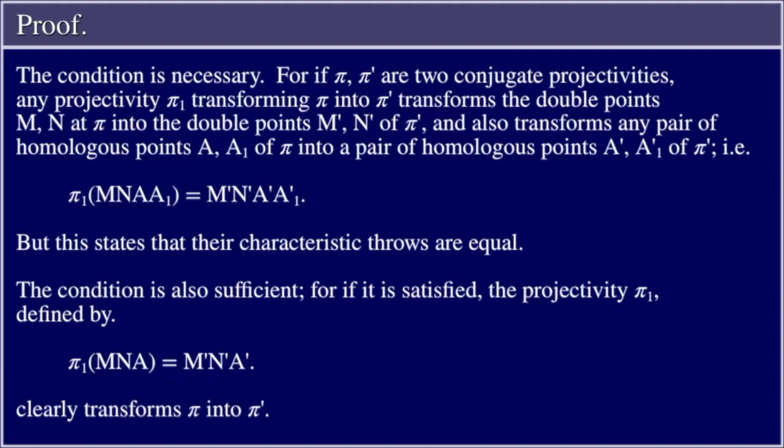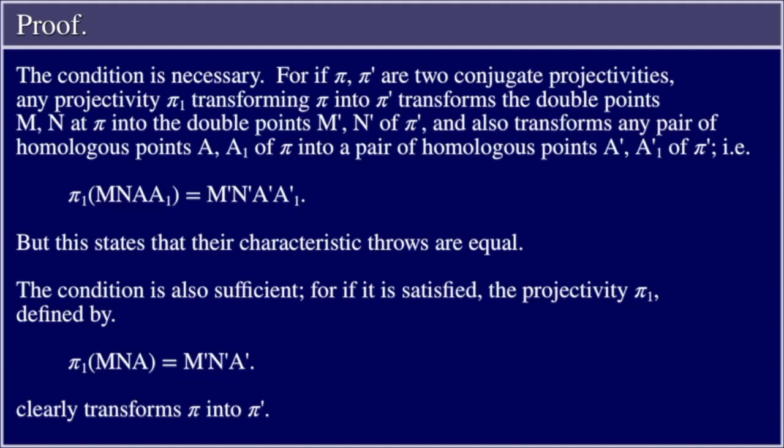π into π' transforms the double points M, N of π into the double points M', N' of π', and also transforms any pair of homologous points A, A1 of π into a pair of homologous points A', A1' of π', that is, π1 of M, N, A, A1 is equal to M', N', A', A1', but this states that their characteristic throws are equal.